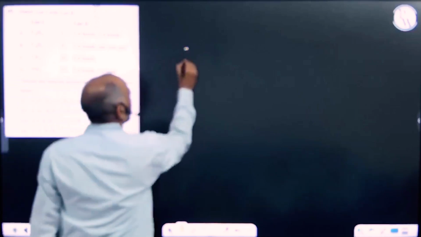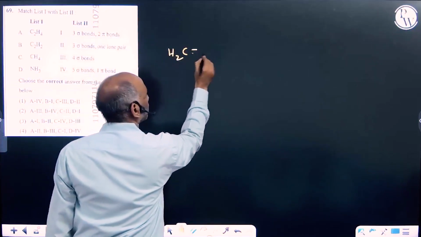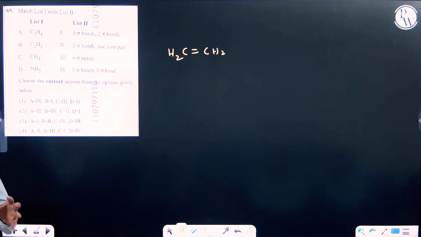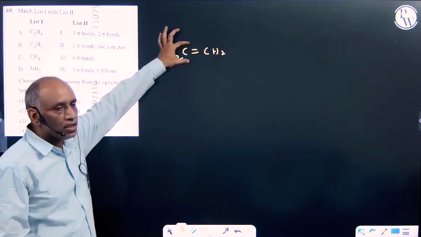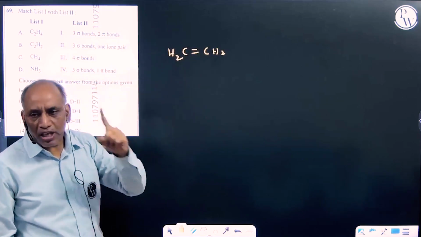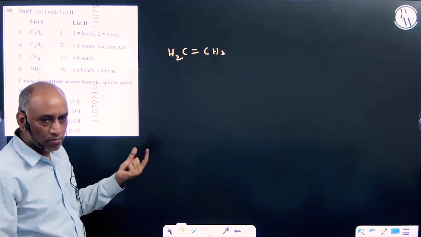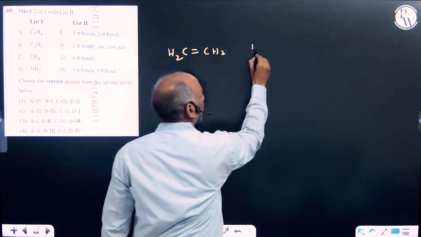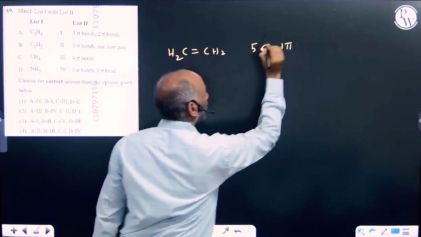Then this one is the simplest one, ethene C2H4. You are writing it as CH2 double bond CH2, always you are familiar with. In a multiple bond, one bond is always a sigma, and the remaining are pi bonds. Thereby 2 here, 1 here, you will come across 5 sigma and 1 pi bond.